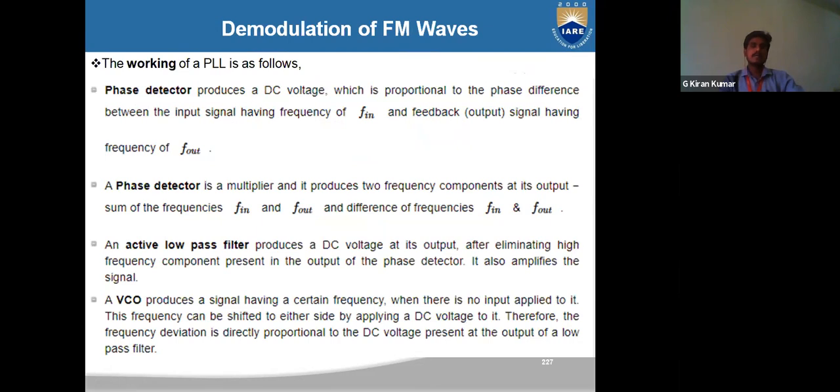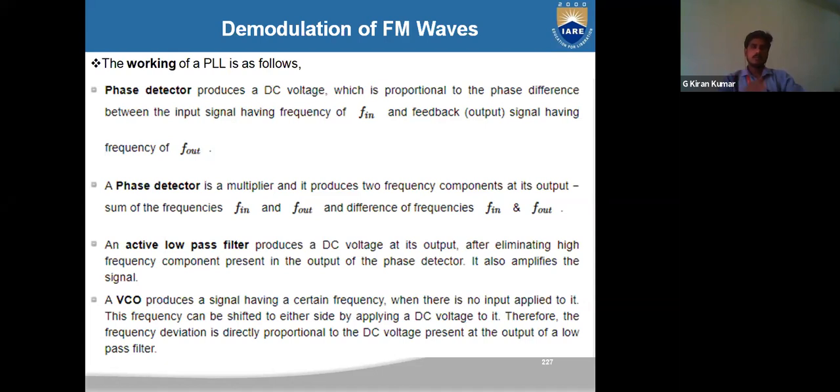The input of the low pass filter is either F in plus F out, or F in minus F out. We have two different frequencies, a high frequency and a low frequency, or in some cases you can consider them the upper sideband and lower sideband. If you add the two frequencies, you get the upper sideband, and the difference of the two frequencies gives the lower sideband.